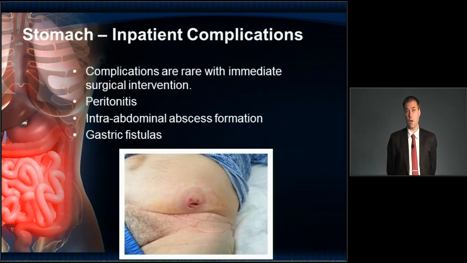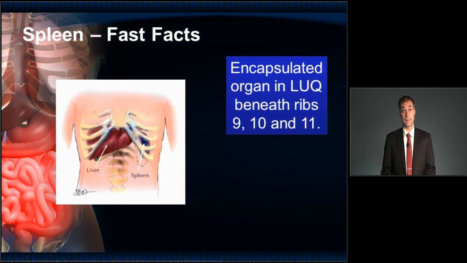Some of the inpatient complications associated with stomach trauma, again, complications are rare if the patient goes to the OR rapidly. We can clean out the peritoneum, we can repair the stomach, and that decreases complications. But for missed stomach injuries, they're more likely to have a delayed bacterial peritonitis. They may have intra-abdominal abscess formations and gastric fistulas. All right, the spleen. The spleen is encapsulated, tightly encapsulated. It's got a capsule around it that holds really tight onto it.